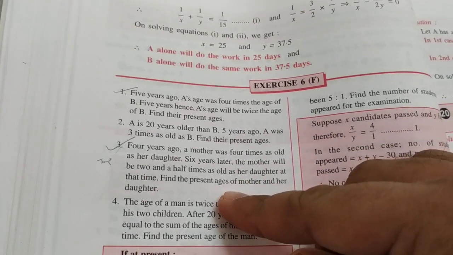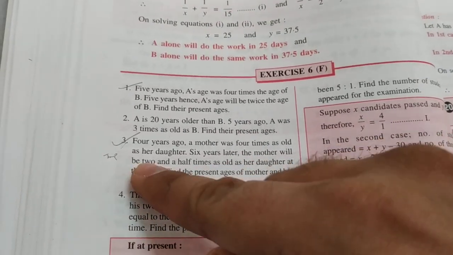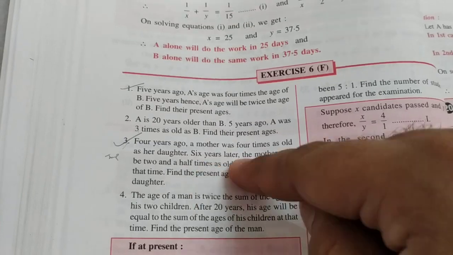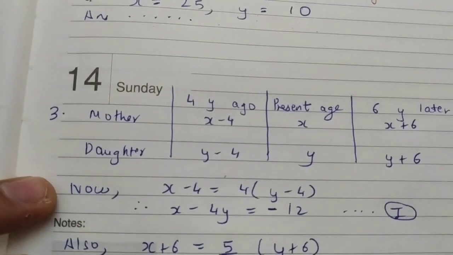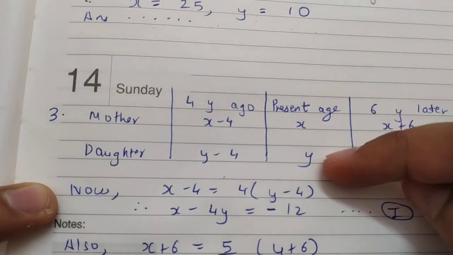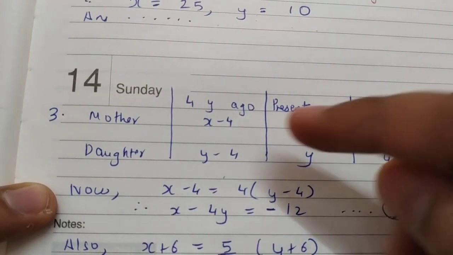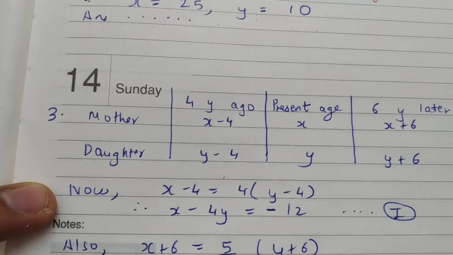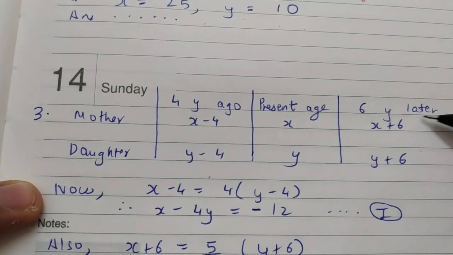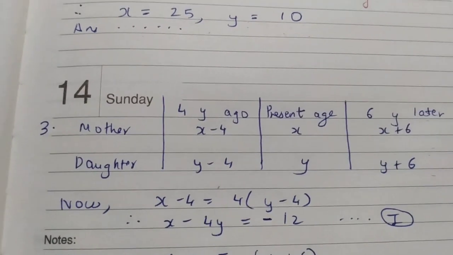Now again, there's an age sum. We have two conditions, 4 years ago and 6 years later. So let's make a table first of all. Present age of mother and daughter are X and Y years respectively. 4 years ago, these are the ages, and 6 years later, these are the ages. Now let's read the condition.